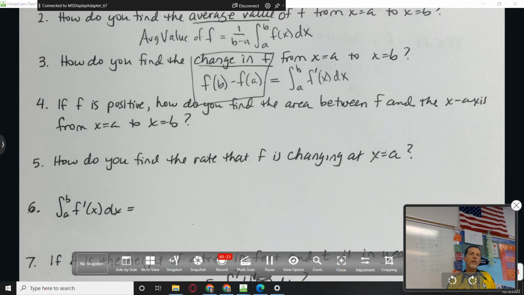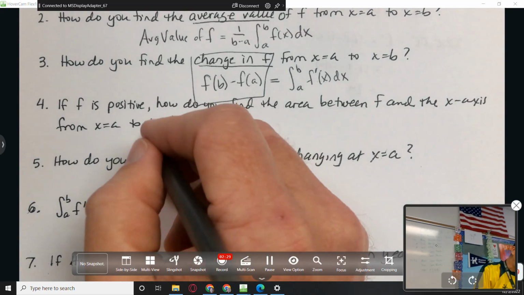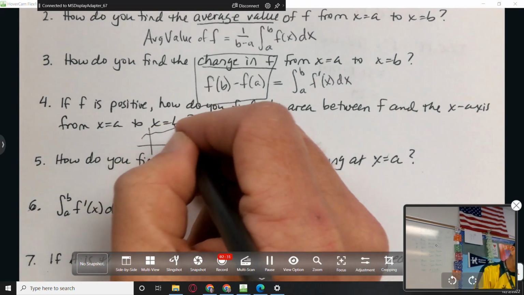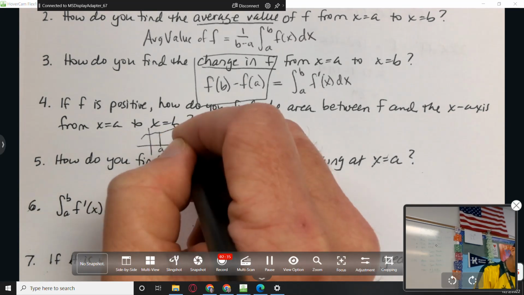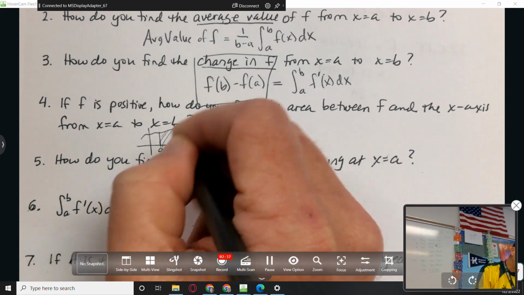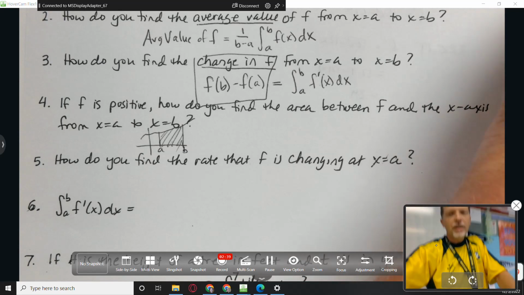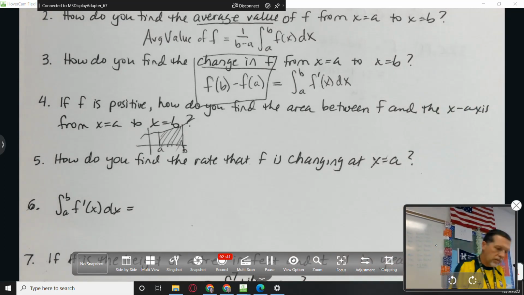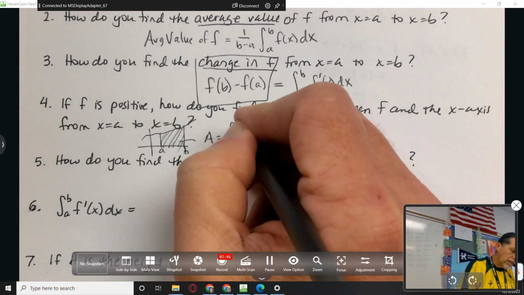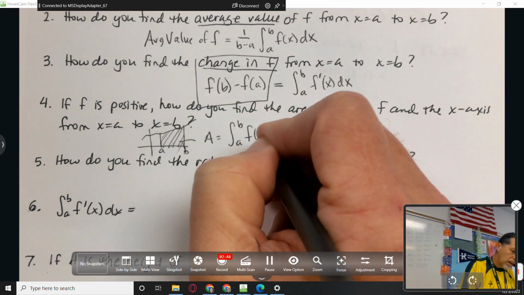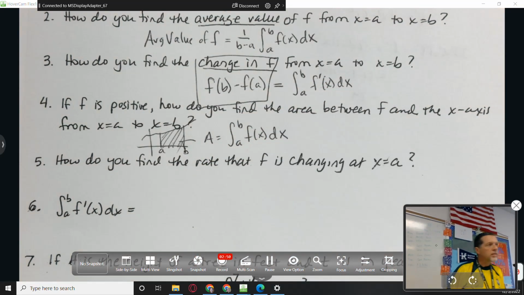Number 4, if f is positive, how do you find the area between f and the x-axis from x equals a to x equals b? So f is positive, there's a to b. We want this area, the antiderivative. So that area, antiderivative from a to b, f of x dx.